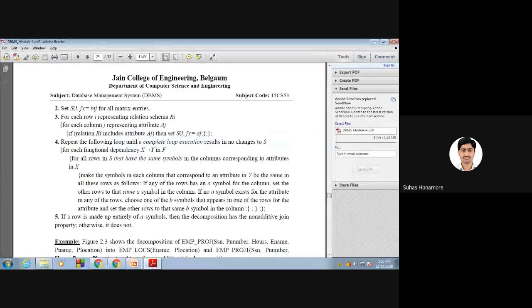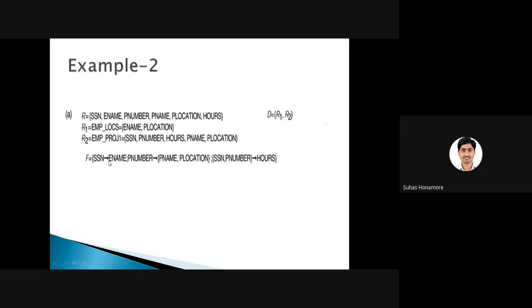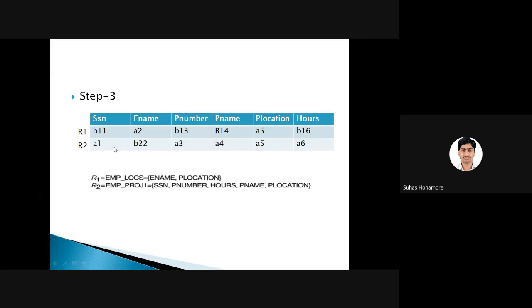Then the fourth step. Here, every time you have to check the functional dependencies. For each functional dependency, you check whether the corresponding values are the same or not, and modify the table accordingly. The first functional dependency is SSN to E name. In this column you check whether the two rows are the same or not. These two are different, so we can't do anything; we skip that functional dependency.